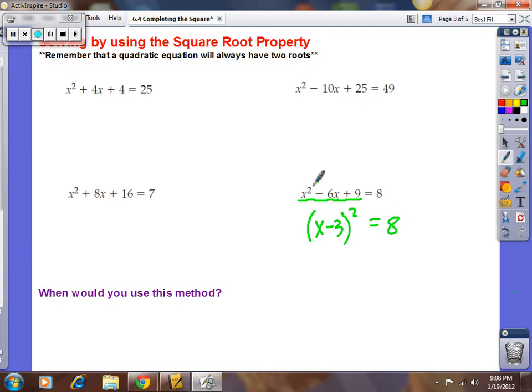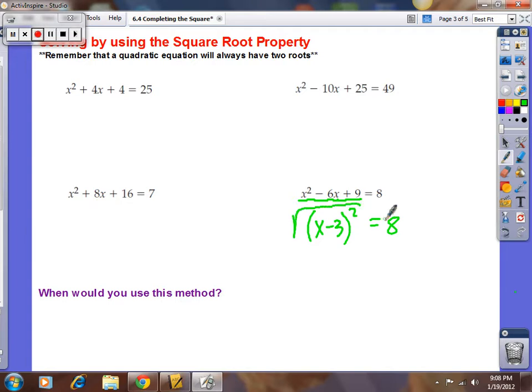If you recognize right off the bat that there is a square, and all four of these examples are perfect squares right off the bat, then instead of moving everything to the same side, I can rewrite this as a square and set it equal to 8, and now I can solve it. So solve for x. How do you undo a square? You take the square root.